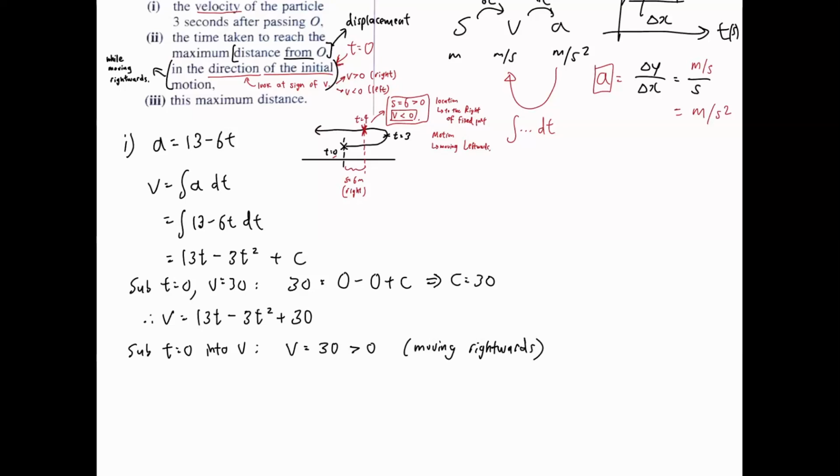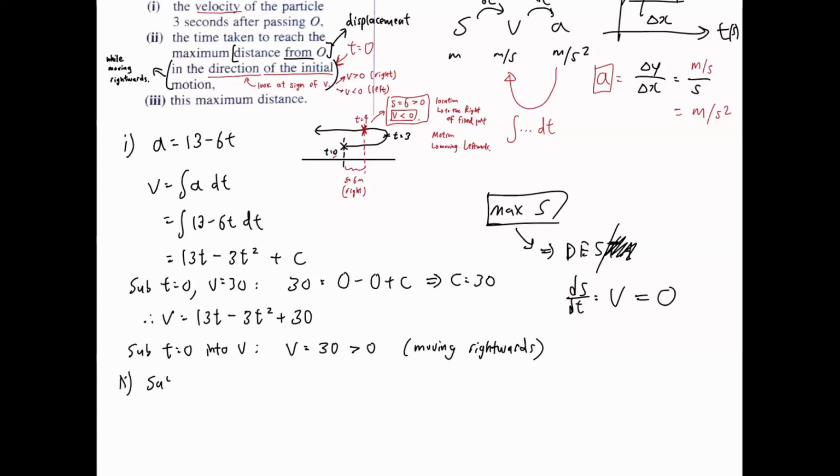Time taken to achieve maximum displacement while moving rightwards. How do you do that? How do you get maximum displacement? V equals 0. It means you need to differentiate, equate to 0, and solve. Table not required. The table is to determine the nature, but that's not required. Differentiate S with respect to T, which is really just V. Then you equate to 0. So for part 2, all they're asking you to do is to sub V equal to 0.